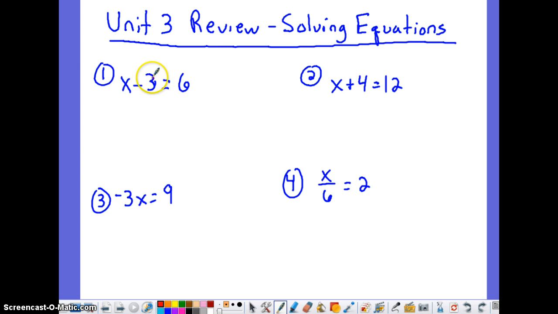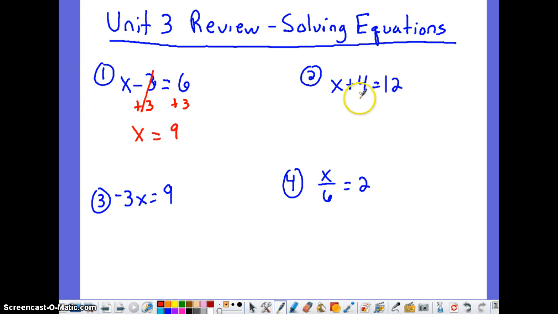To do so, you're always going to do the opposite operation. In number 1, we have a -3 on the left side of the x. The opposite operation would be to add 3. What you do to one side, you have to do to the other side. You get x is equal to 9 when you add the 3 to the 6.